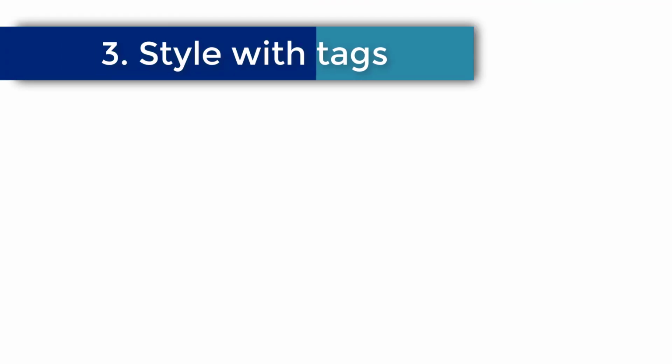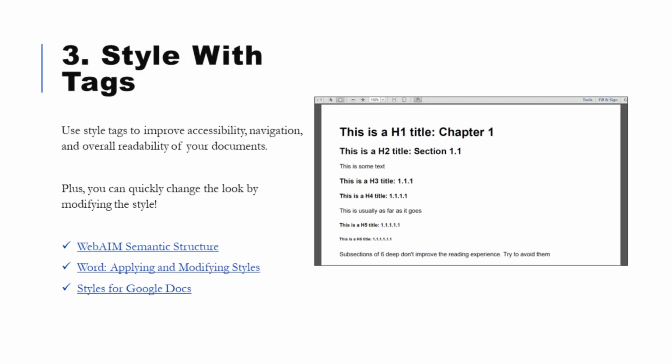Use style tags to improve accessibility, navigation, and overall readability of your documents. After drafting, you can start designing. This is often the fun part of a project because we all want things to look and feel a certain way. However, if you don't tag your content correctly, you could create a mess for your users. Using tags avoids this because it adds the necessary information our technology needs to communicate with us effectively.